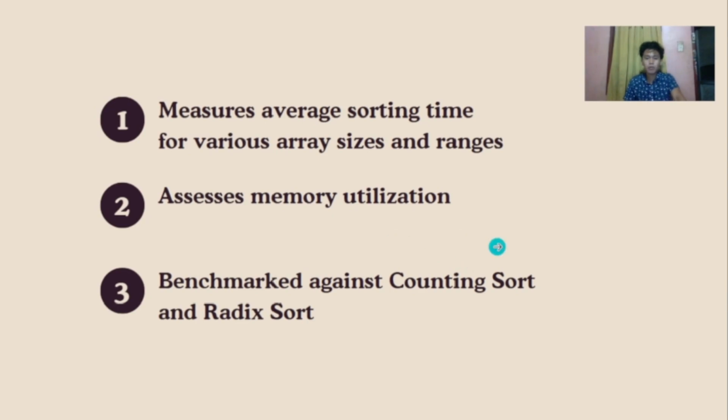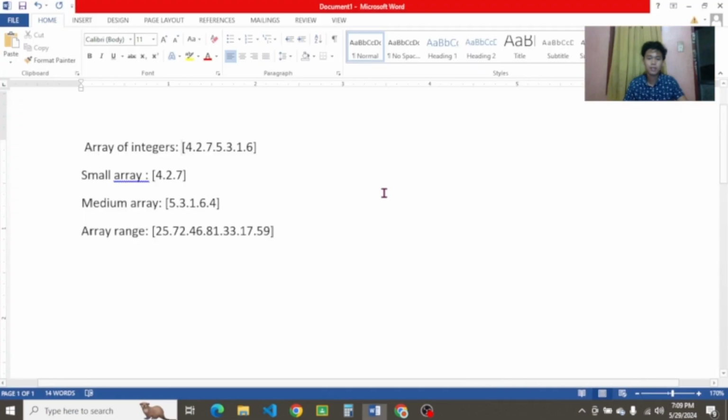Number 2. Assess memory utilization. Assess the memory utilization of pigeonhole sort for arrays with different value ranges. For example, this is an array with a range of 1 to 10, and this is an array with a range of 1 to 100. Analyzing the memory usage will provide insight into how pigeonhole sort manages memory allocation for varying value ranges.